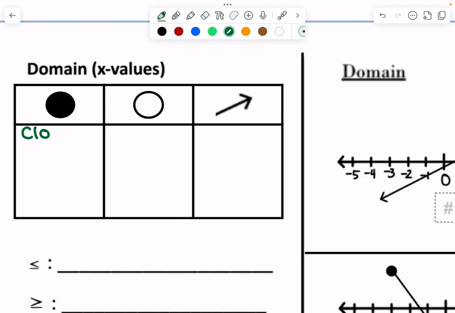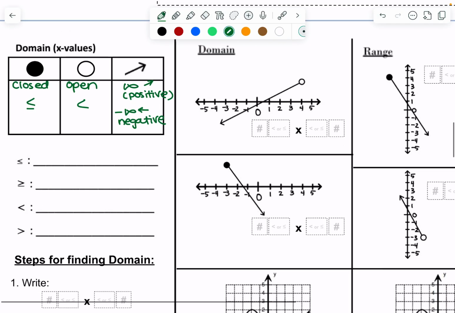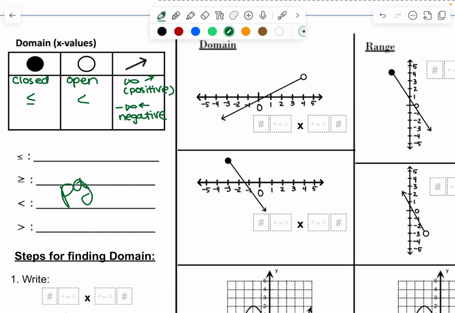So now let's go back to labeling these. We have a closed point, and it gets a symbol with the line. We have an open point, so it gets a symbol without the line, and then arrow. Arrow means infinity, which is your positives, and negative infinity, which is negatives. So if it's pointing to the right, it's positive infinity. If it's pointing to the left, negative infinity. We already have these on page 9, so refer back to page 9.